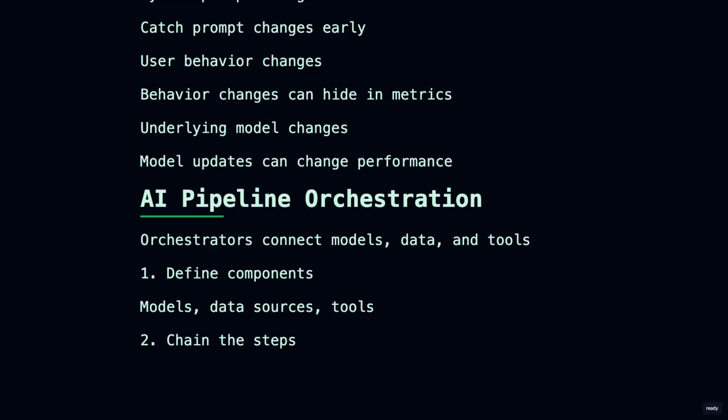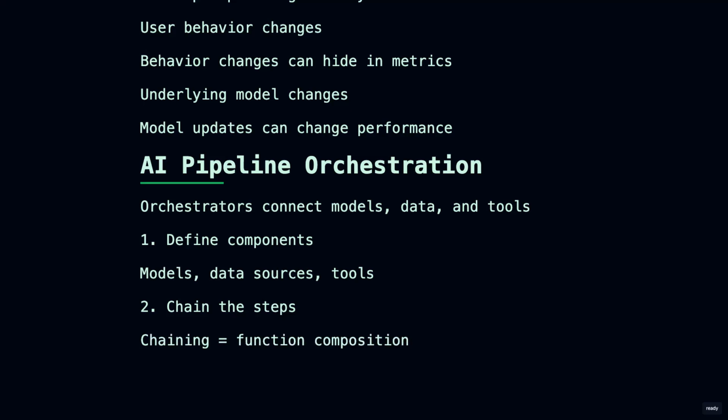Once the components are defined, you connect them into a sequence. That chaining is what turns isolated parts into a usable application flow. You can think of chaining as function composition. One step produces the input for the next. The orchestrator describes the journey from user query to completed answer.